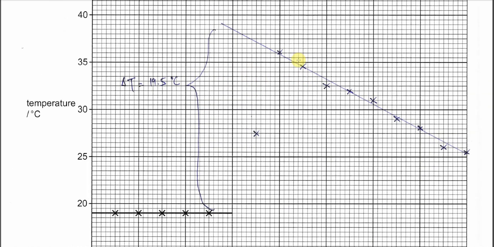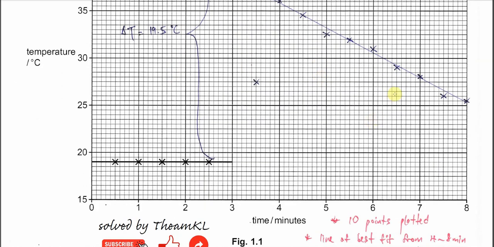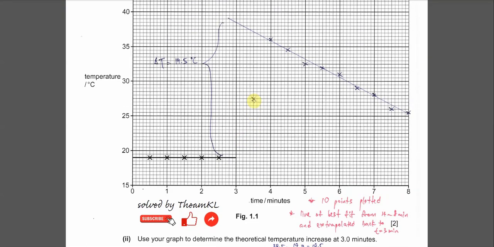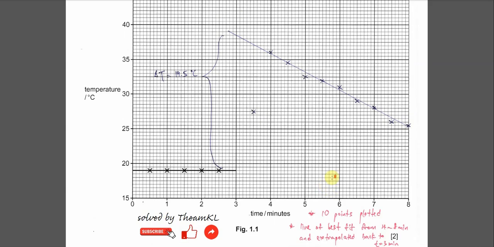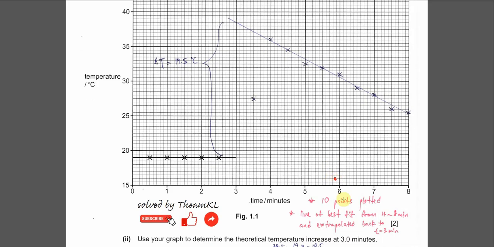If you follow these results, you should get something like this. Let me make it smaller. First you must follow all the plots provided, so 10 points plotted, and after that you must draw a line of best fit from 4 minutes to 8 minutes.